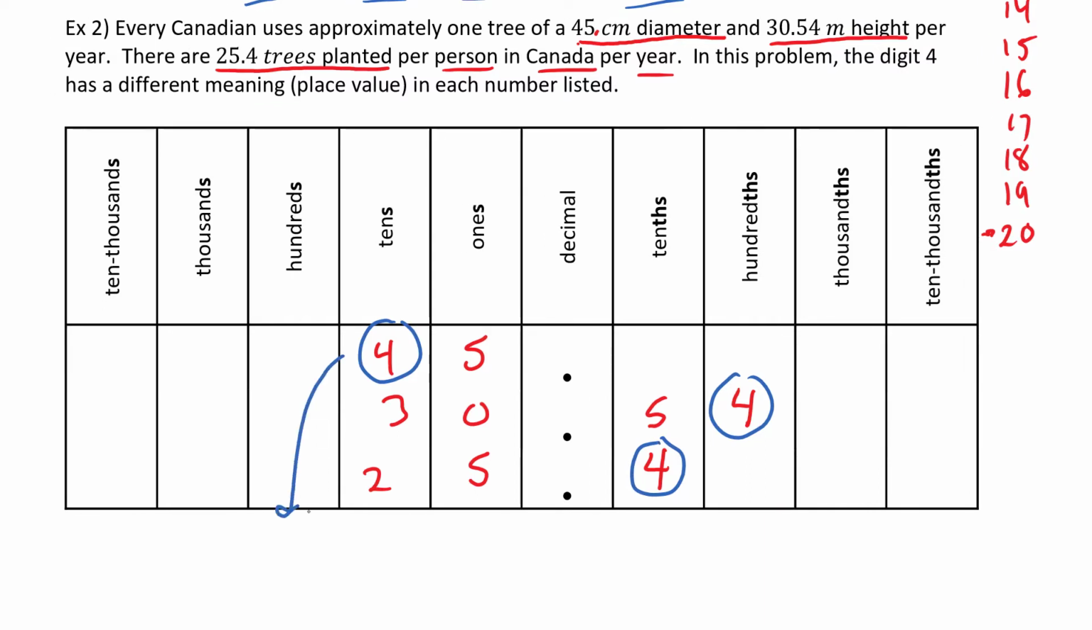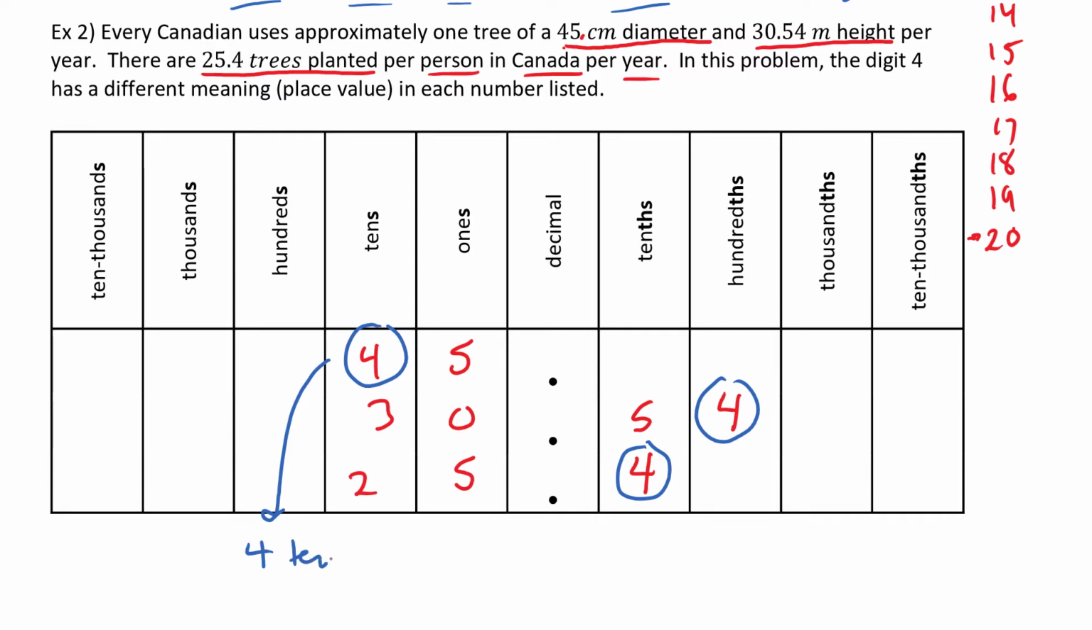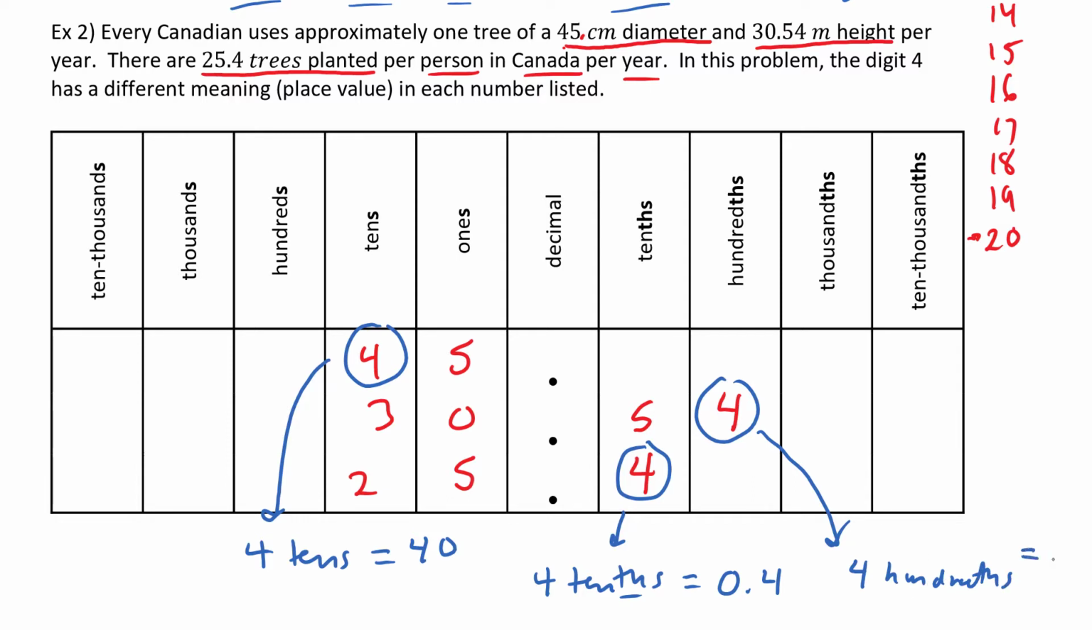So this one here represents 4 tens. This is worth 40. This 4 here, this one is in the tenths column. This is 4 tenths. Notice the TH. This is worth 0.4. And finally, this 4 here, it is in the hundredths column. So this is 4 hundredths with a TH, and that's equal to 0.04. So depending on where the number is in relation to the decimal, depends on the place value. Very important. Again, that should be review for you.